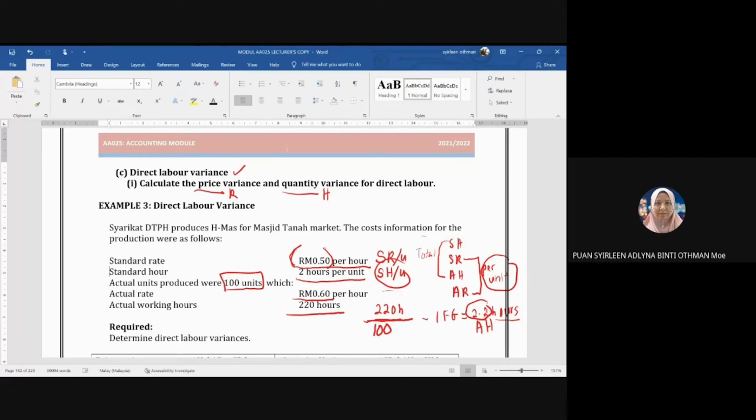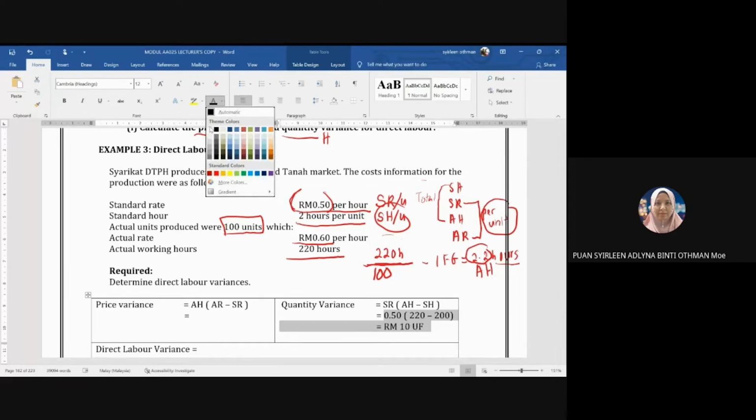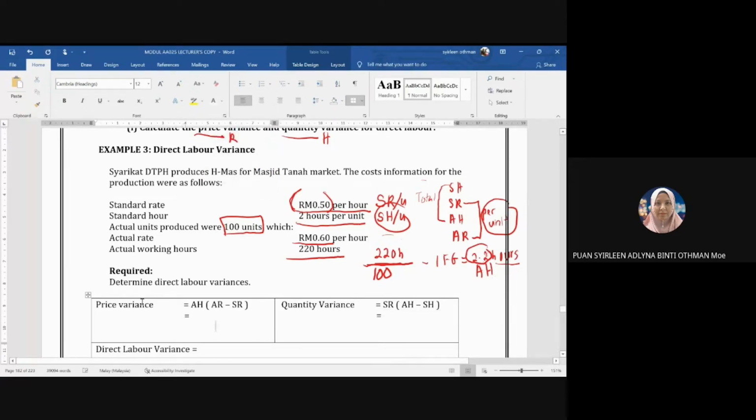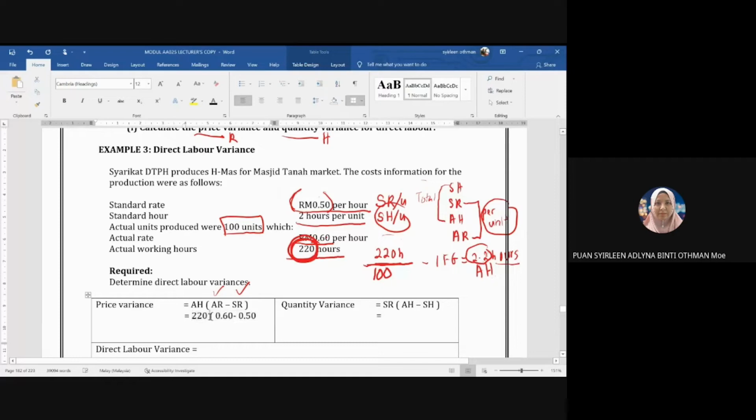Okay, alright. So kita nak kira direct labour variance. Okay, untuk price variance, Madam dah cakap tadi kan, price dalam direct labour merujuk kepada rate. So formula dia, actual rate minus standard rate. So actual rate dia 60 sen, standard rate dia 50 cents. So actual hours berapa? Actual hours 220 ni, I tak payahlah darab dah ya, dia dah bagi. So it's 220 darab 60 sen minus 50 cents.